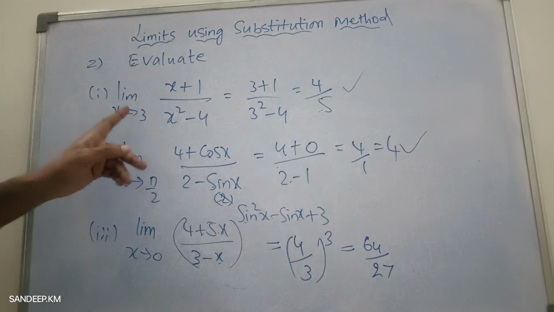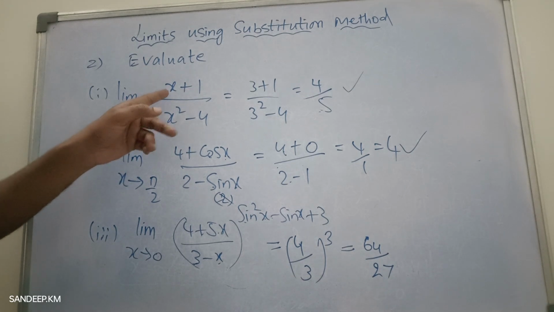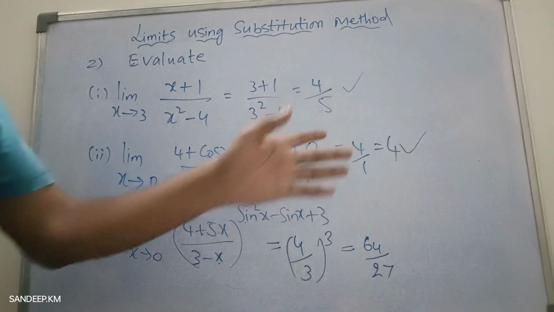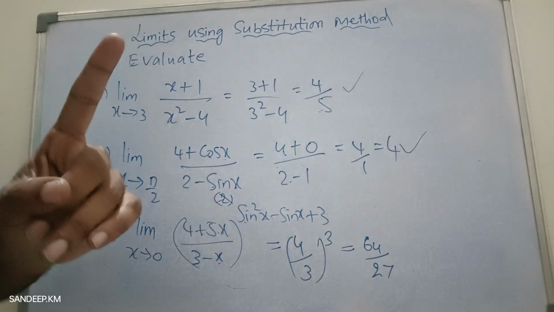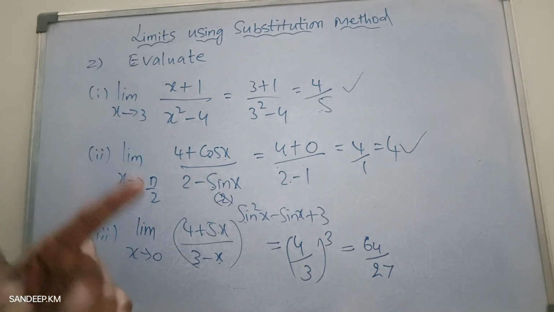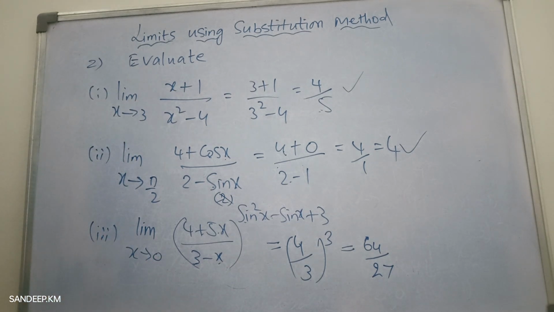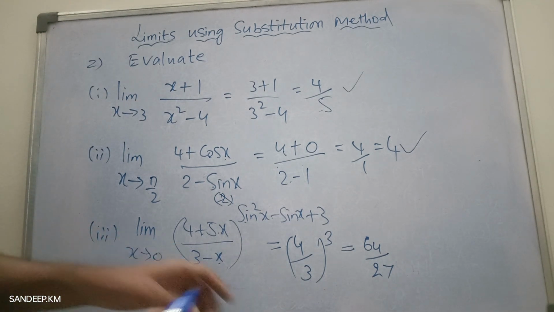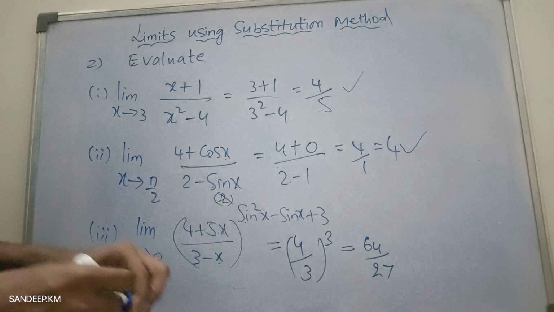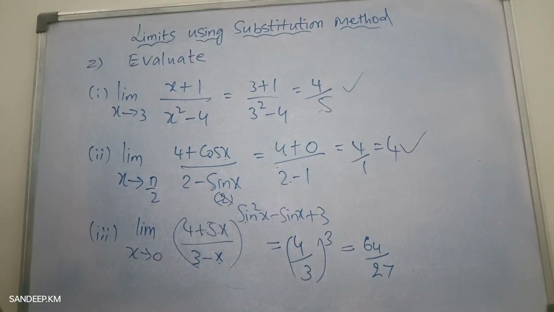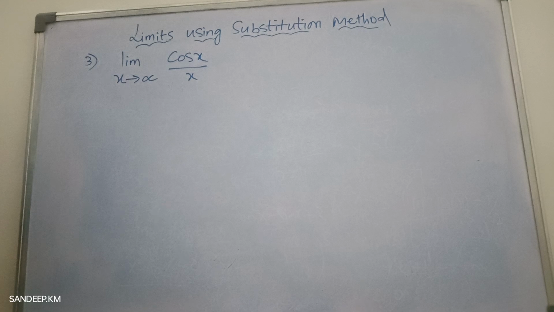Whenever we substitute this number in the function, if you are getting a finite real number, then that is the correct answer. But understand one thing: the substitution method works only when the function is continuous at x equal to that number. Slowly you will get used to knowing whether the given functions are continuous at x equal to that number or not. Now we will go with the next question.